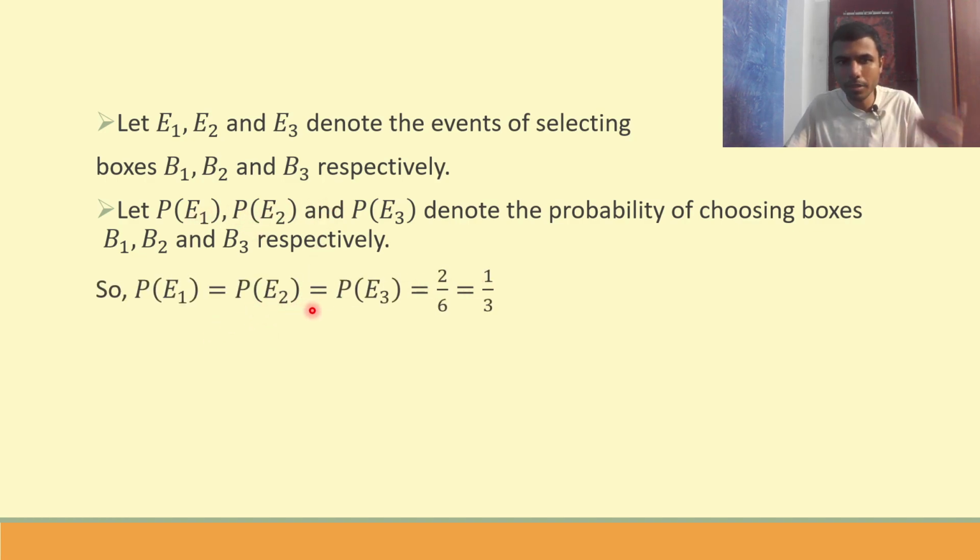I already told you, P of E1 equals P of E2 equals P of E3. B1 is chosen when either 1 or 2 comes on the die. That means 2 by 6. B2 is chosen when we get 3 or 4, 2 events by 6, so 2 by 6. Again, B3 is chosen when we get either 5 or 6. So 2 favorable events by a total number of events of 6. So 2 by 6, which is 1 by 3. All three have the same probability. I hope till here things are clear.